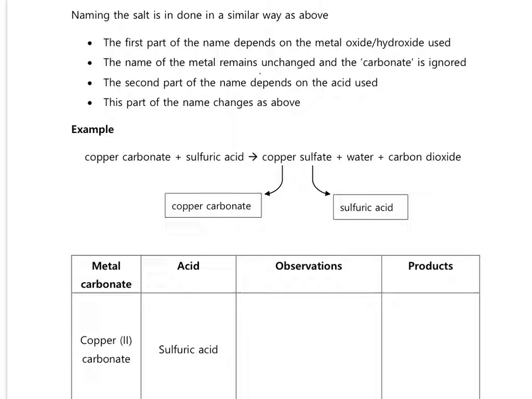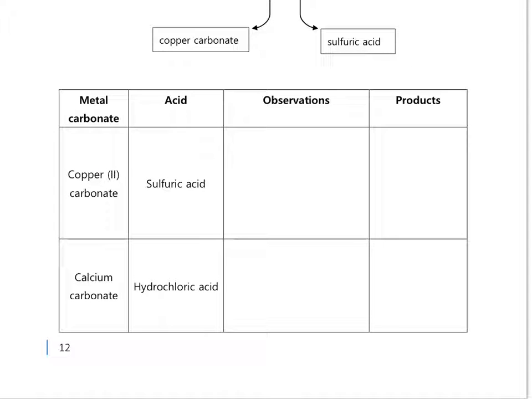So you can see again we name our salt in exactly the same way as with the metal oxides and hydroxides. The first part of the name comes from the metal, and we looked in this case to see that it's copper, so I write down copper and I just ignore the fact that it is carbonate. Then when I'm naming the second part of my salt, I'm looking at my acid, sulfuric acid, and so I change my ending to sulfate. So my salt in this case is copper sulfate.